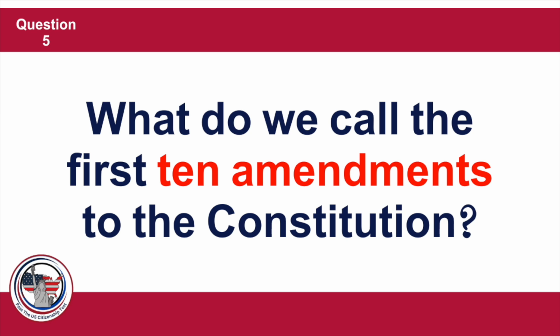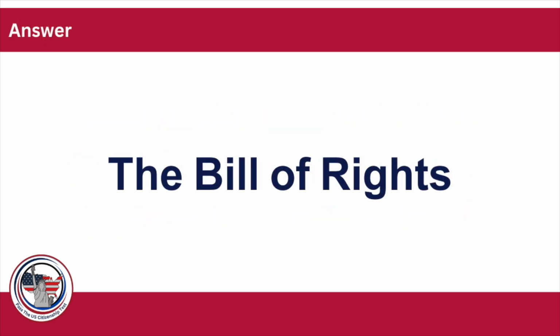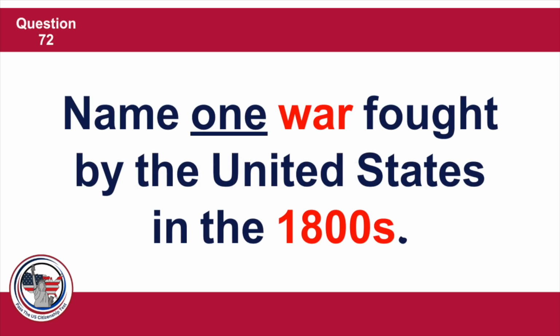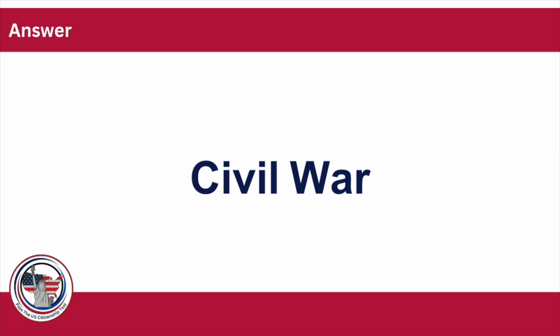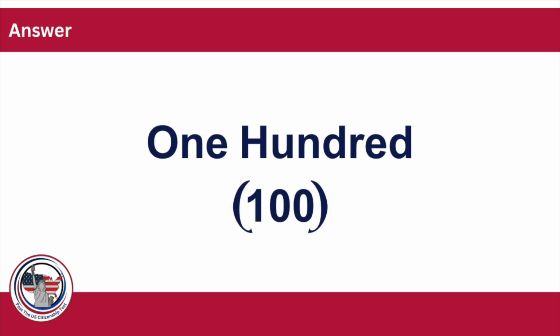What do we call the first 10 amendments to the Constitution? The Bill of Rights. Name one war fought by the United States in the 1800s. Civil War. How many U.S. senators are there? 100.